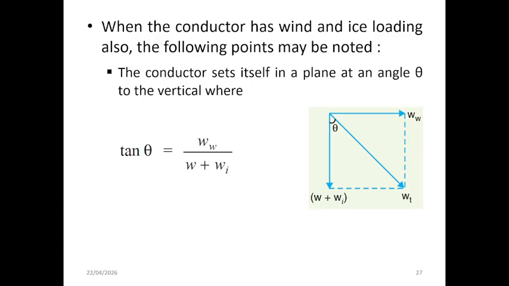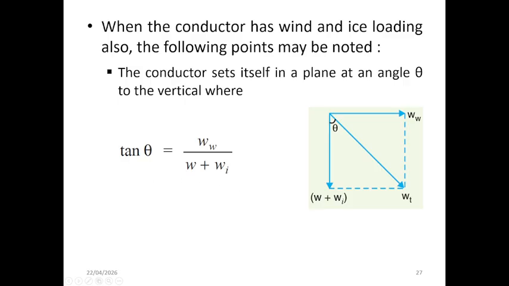The vertical component is the combined weight of the conductor and ice, W plus Wi, while the horizontal component is only wind forces. Due to these components, the conductor aligns itself along the direction of the resultant force. So the angle theta that the conductor makes with the vertical can be determined using this relationship. Tangent theta is equal to Ww divided by W plus Wi.